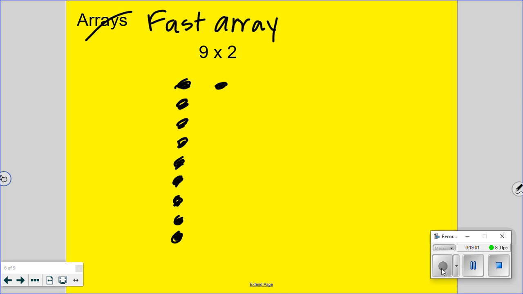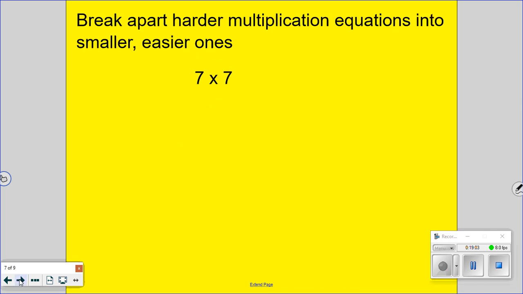Next strategy, if you need to turn the page, you can. Go ahead and just title it, just break apart, please. This is my favorite strategy because it takes harder multiplication facts and breaks them into easier, smaller ones. I like easy, smaller multiplication problems. Hard ones are hard. And if I can break apart hard ones into easy ones, I love it.